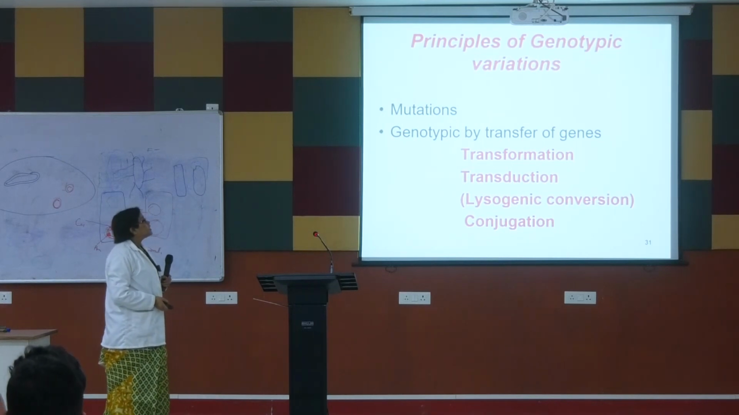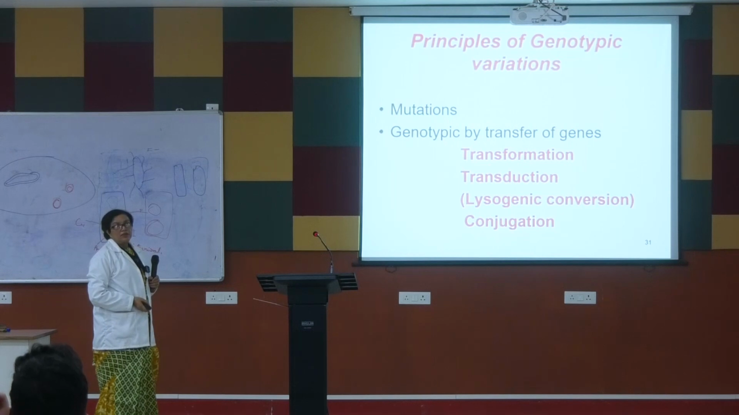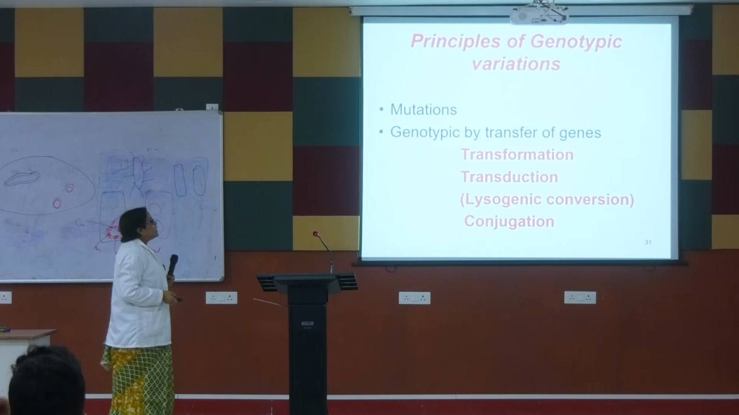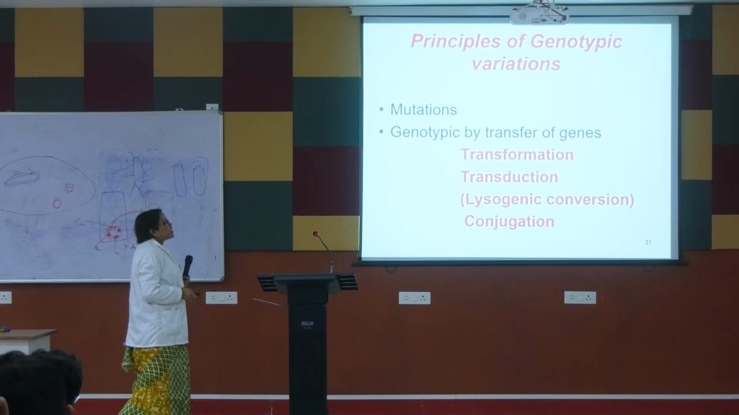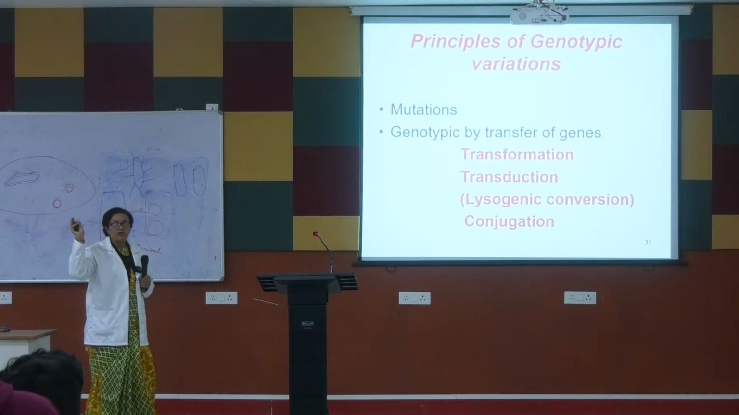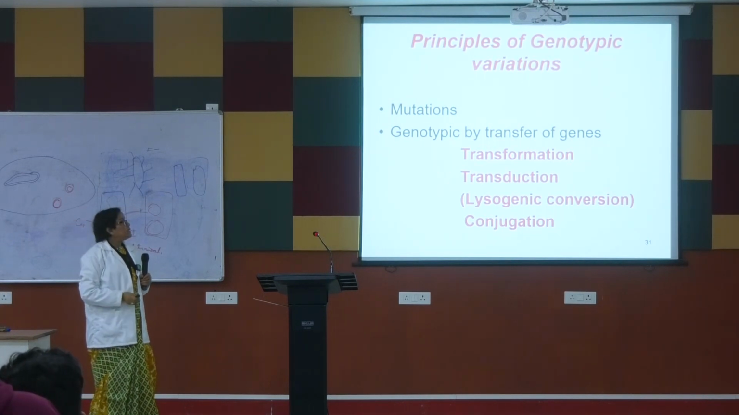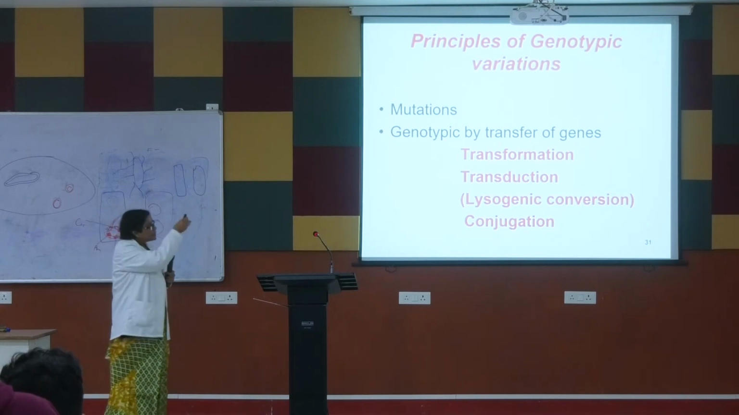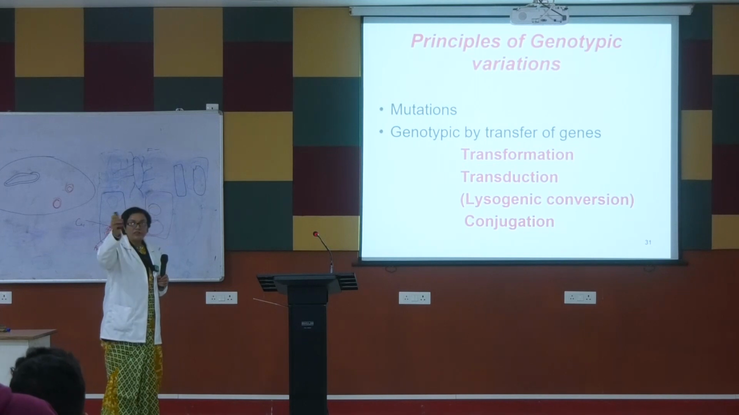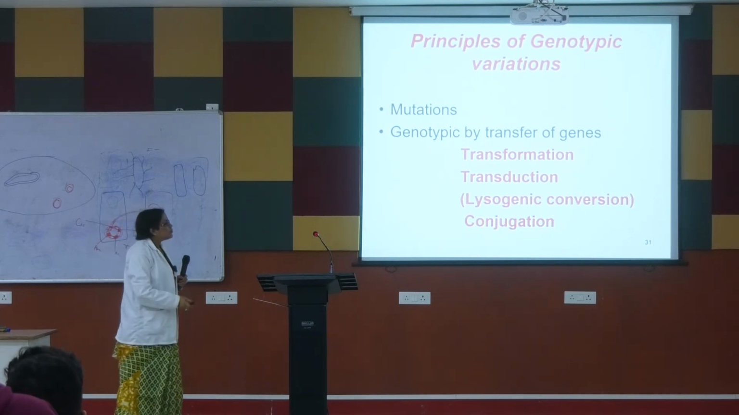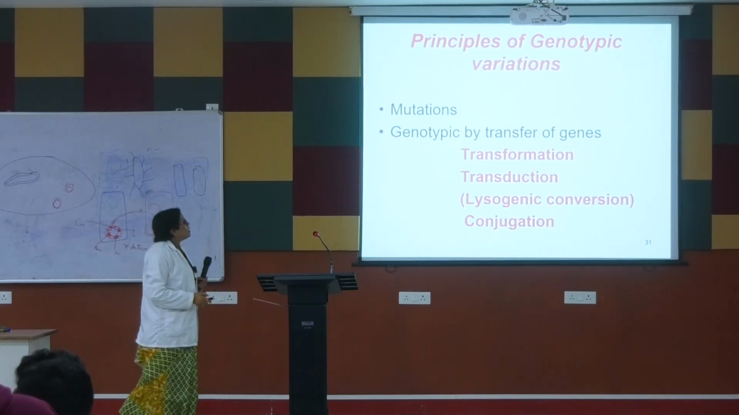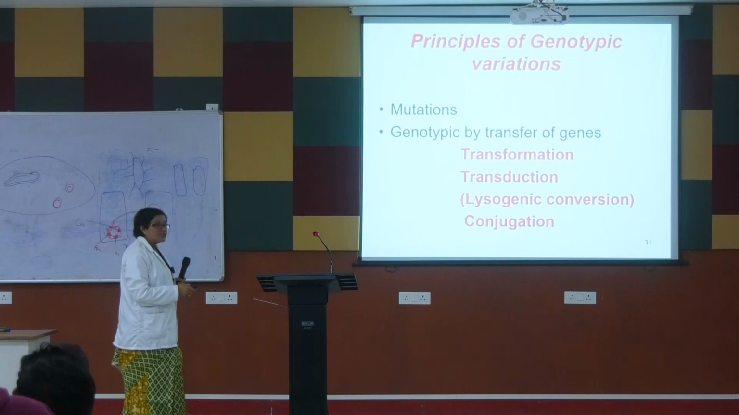Now, principles of genetic variation: phenotypic variation, change by environment; genotypic variation, change by mutation, and genotypic variation by transfer of genes. One gene goes into another gene and changes that gene, that is permanent, that is genotypic transfer. What are the examples? Transformation. In transformation, a bacterium did not have a gene, and I gave it a gene, transferred it. So transformation, transduction, lysogenic conversion, conjugation, all are genotypic change, and this is permanent.